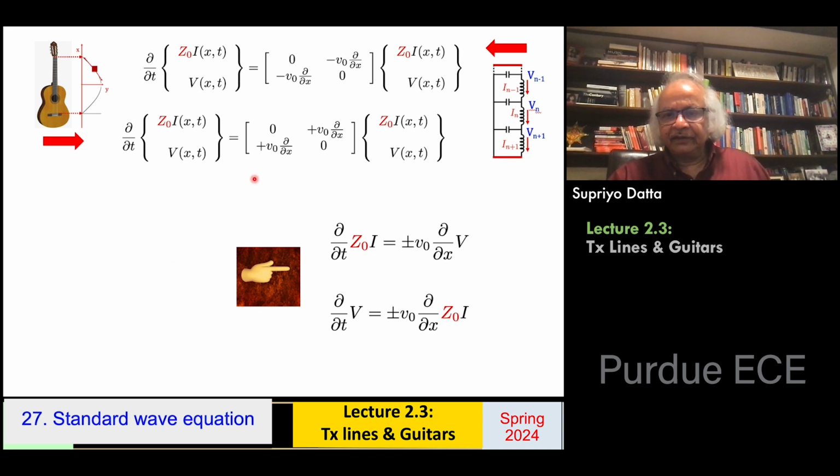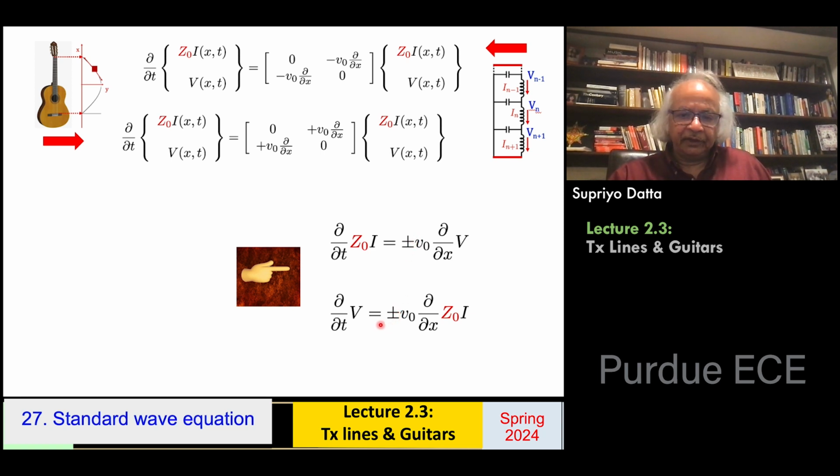The way you do it is, here we wrote this in matrix form, but let's actually write out the equation, meaning, this matrix: d/dt of (V, I) is minus v0 d/dx of V. So that's this first equation. Similarly, the second equation. And as we noted, these could be both plus or both minus. That's why we have put in this plus minus.